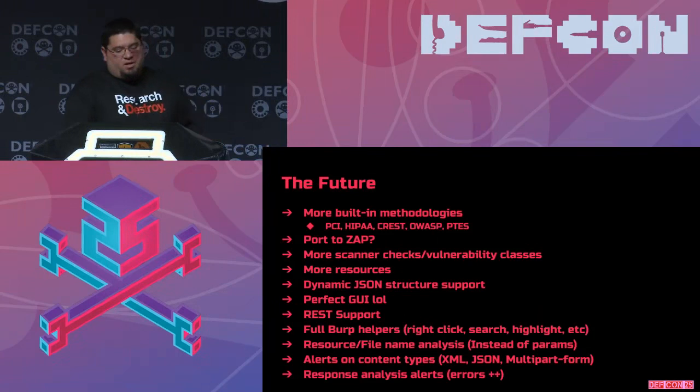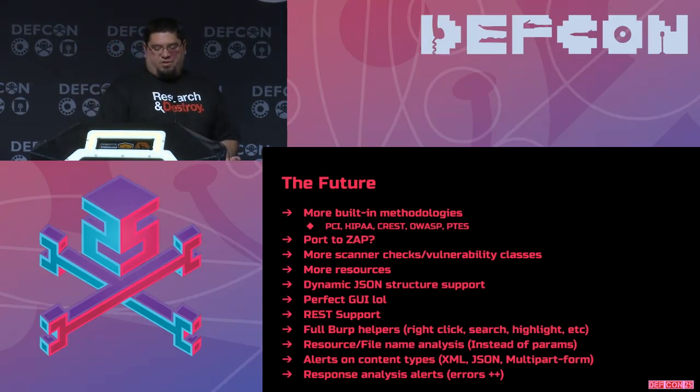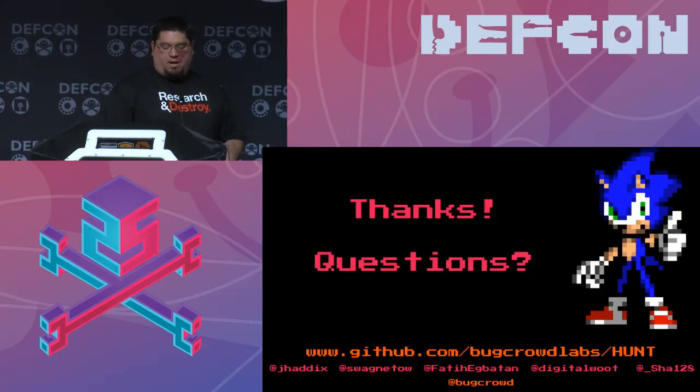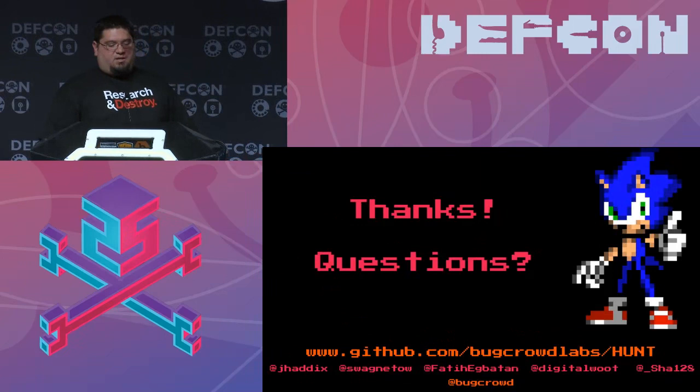So REST URL support. And then you noticed when we did the right click, you only saw Intruder and Repeater. We'd like to include some of the other full Burp helpers, like the rest of the right click menu that you get in Target, searching and highlighting, etc. But those APIs are a little harder to bake into a custom tab window. We'd like to be able to do some file name analysis instead of just parameters, but we don't have data on that yet. We can parse it soon. So instead of parameters, things like resource name or script name, most vulnerable classes there, and then alert on content types, etc. And then responses on errors. So there's still a lot of work to be done here, but yeah, it's pretty good. So that's the gist of the tool.